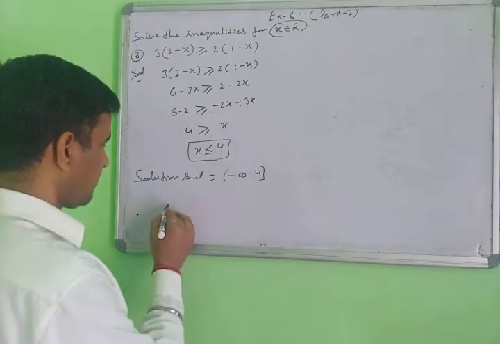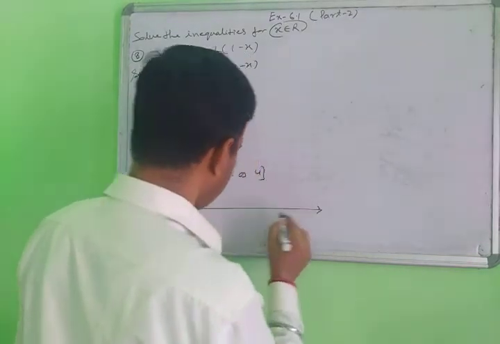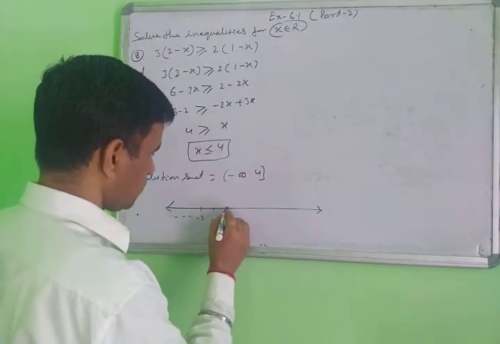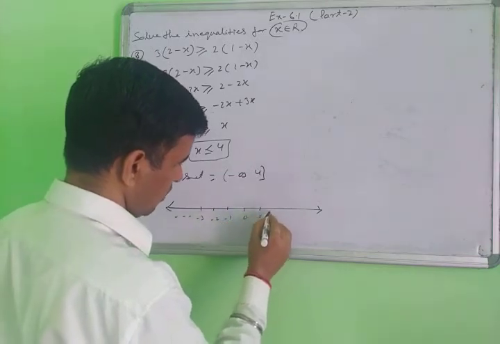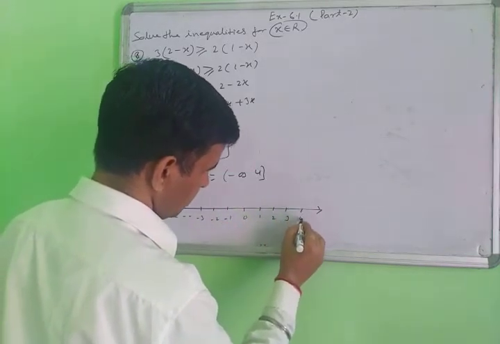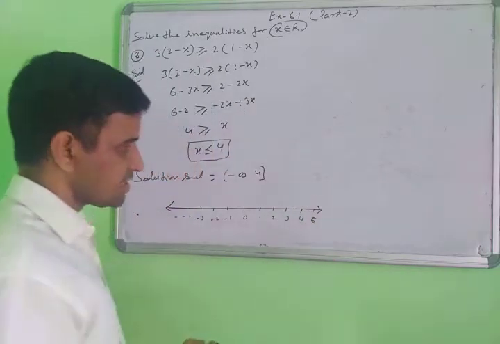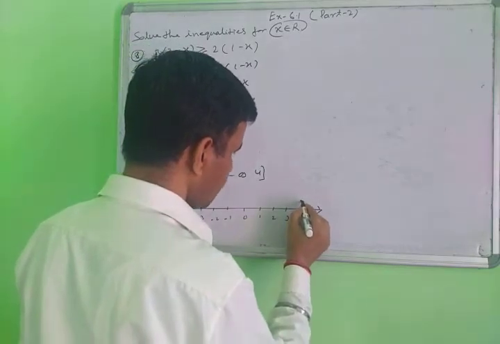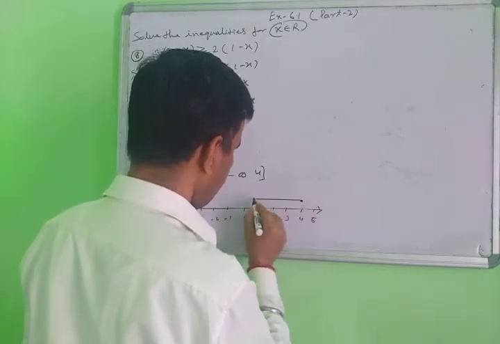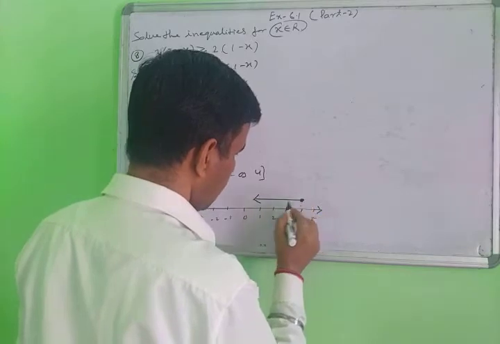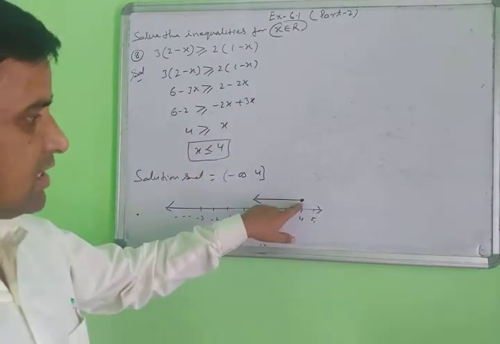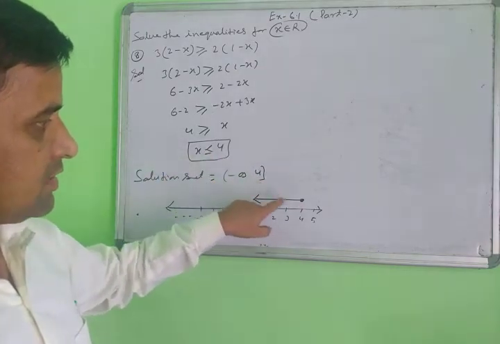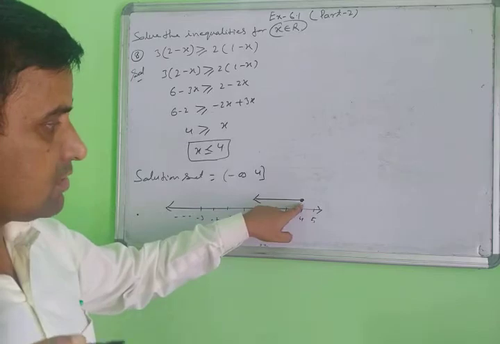So how to represent it on the number line? Mark minus 3, minus 2, minus 1, 0, 1, 2, 3, 4 and 5. So 4 is included, and this will be represented this way. This will be dark. You will fill it dark because it is a closed interval. When the closed interval symbol is used, you draw it dark. Don't leave it hollow.